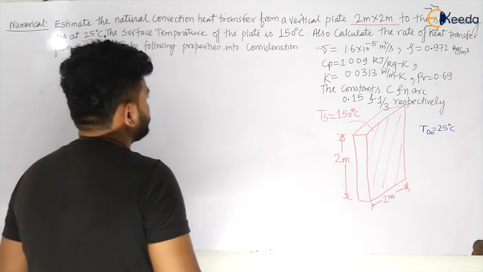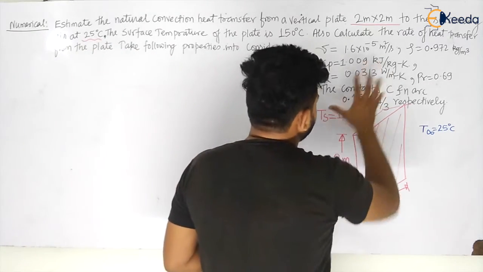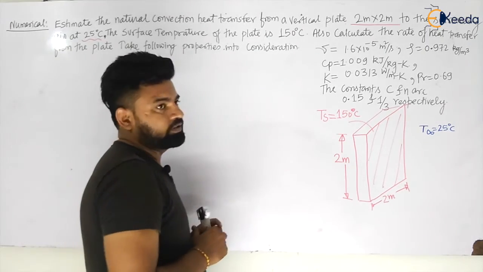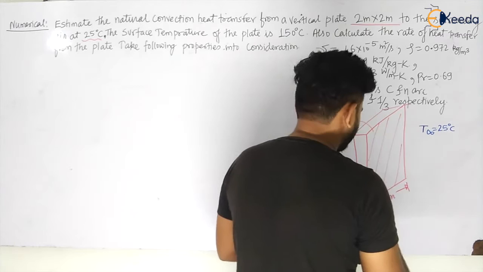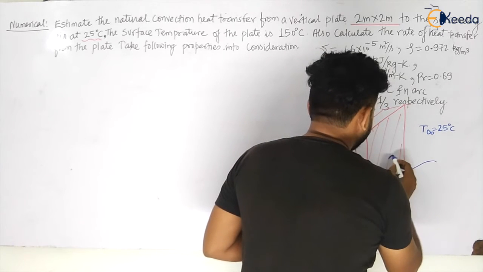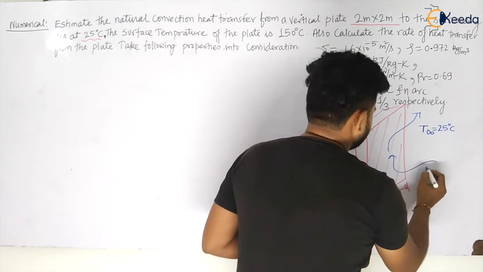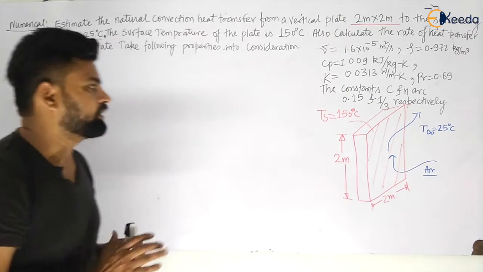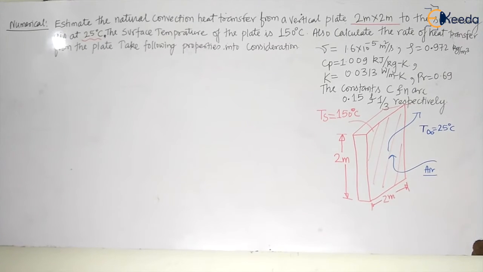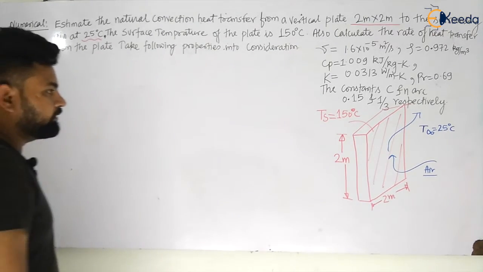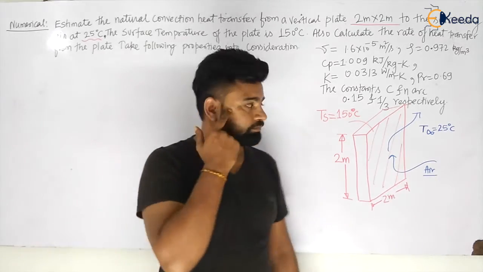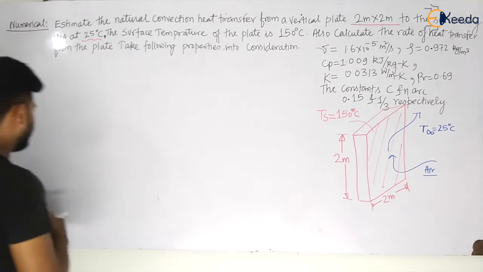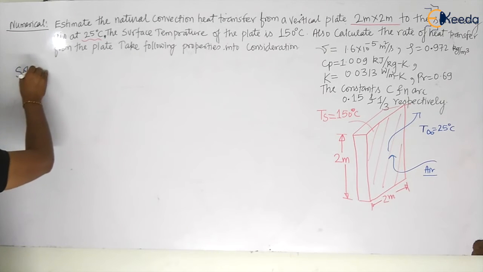Take the following properties into consideration. So some properties are given, my dear students, and he is asking about the heat transfer. So let us see, if heat is transferred, air will come, take heat and go up, my dear students. So like this, there will be cooling of the plate. Let us see what will happen. He has given these properties. We have to calculate the heat transfer. So let us see how heat transfer is given.